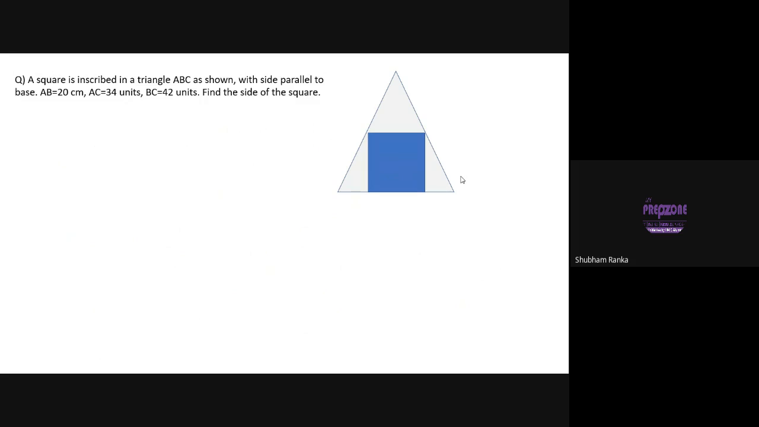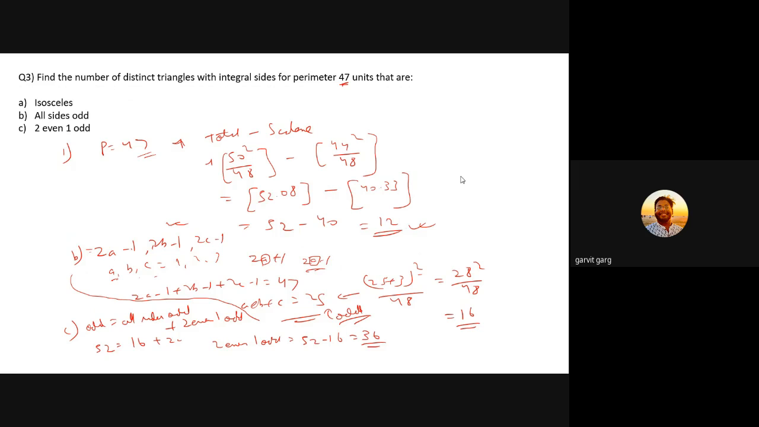Sir, for the last question, the two even and one odd, can't we do it like this: 2a plus 2b plus 2c minus 1 equal to 47?